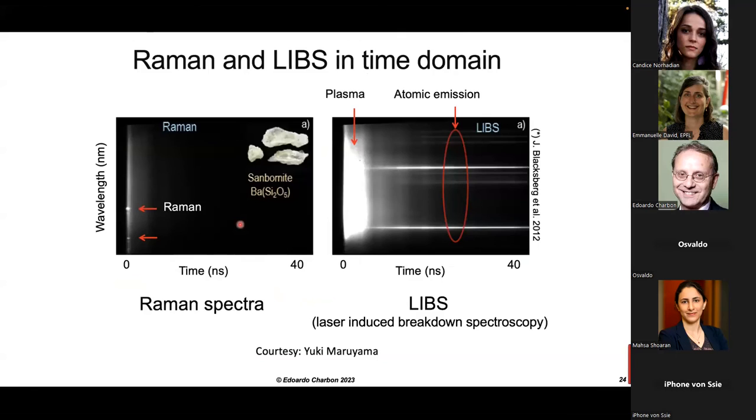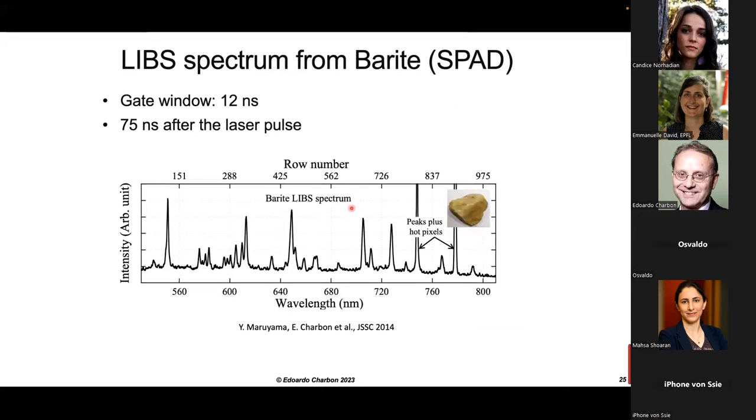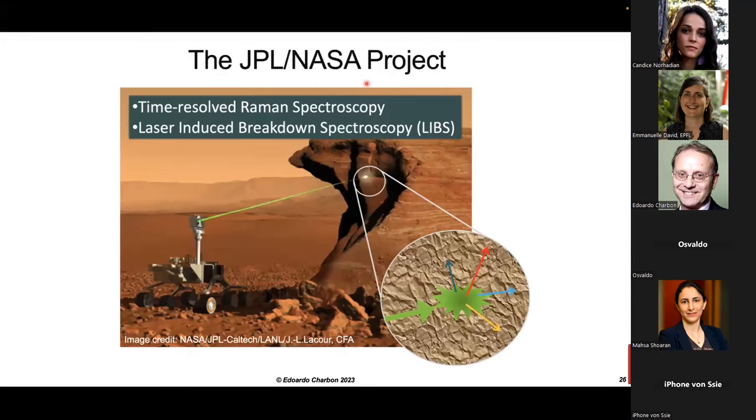With this, we could build a Raman spectroscopy system. So you can see here the Raman emission, for example, using sanbornite, barium, or you can use LIBS, which stands for laser-induced breakdown spectroscopy. And the intention was to build a detector capable not only of building spectra for minerals at a certain distance, but also to move around, as on top of a rover.